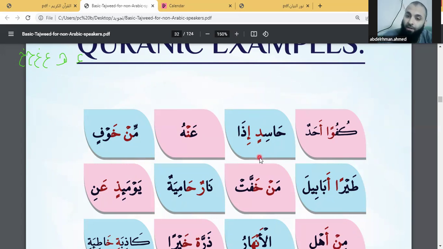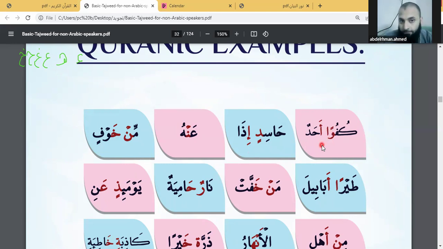How about if someone made ghunna, like a nasal sound: hasidin idha? That's not correct. You should tell him he is not correct. You should not do any ghunna because the next letter is one of the clarity letters, which makes the tanween clear: hasidin idha. Here I have tanween double fatha followed by hamza, so read the tanween clear.